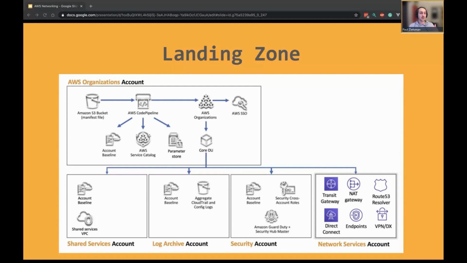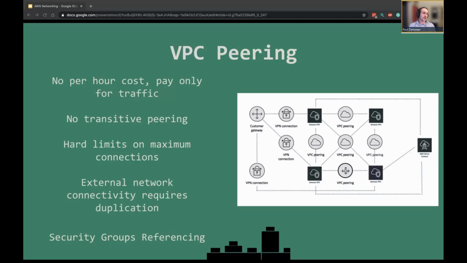VPC peering has very hard limits. I think I've got it in my notes here, 125 maximum connections per VPC. I don't think you'll ever actually reach that. The complexity of your network will get completely out of hand long before you hit that limit. And network degradation is a serious problem with VPC peering at that scale. So you feel it on your network.